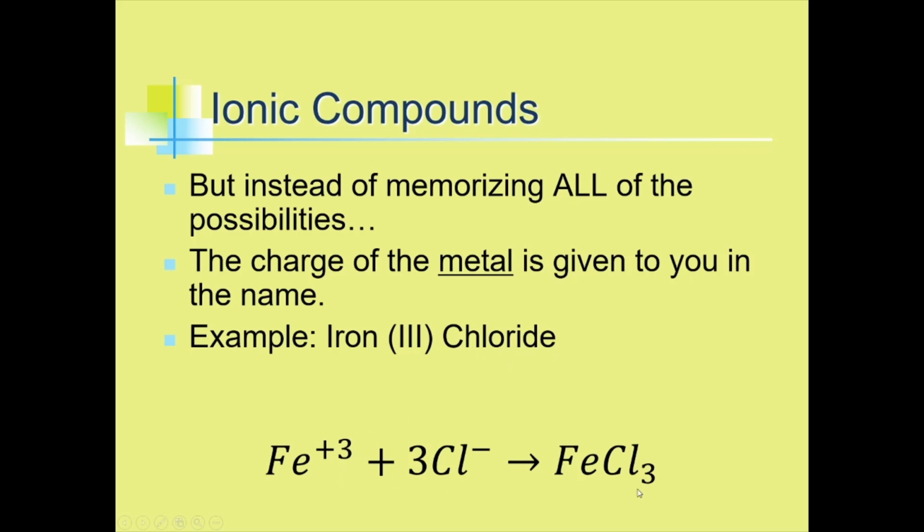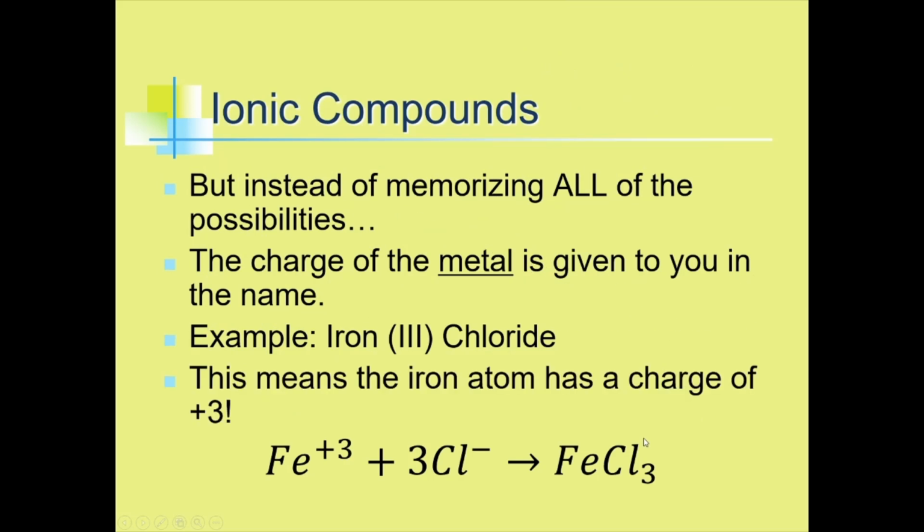So the entire formula, remember that chlorine forms a -1 charge. So if we have a +3 and a -1, we're going to need 3 of those -1s to balance out that +3. So the entire formula is written like this: Fe plus 3Cl gives us FeCl3. Right? This means that the iron atom has a charge of +3.